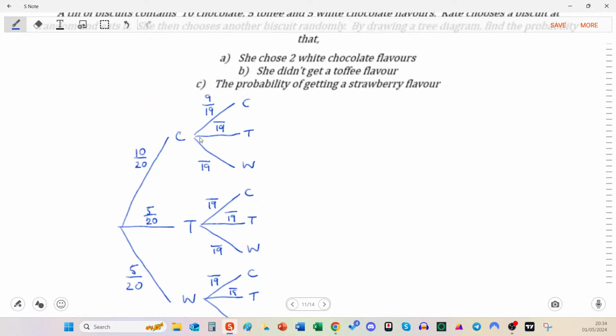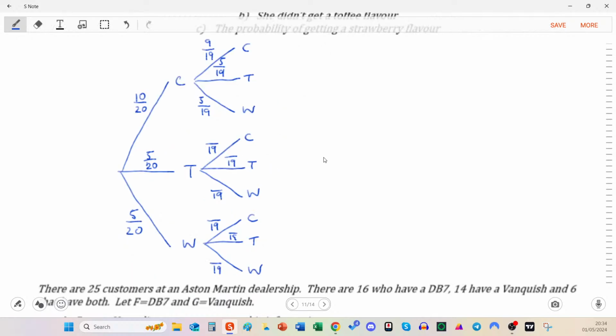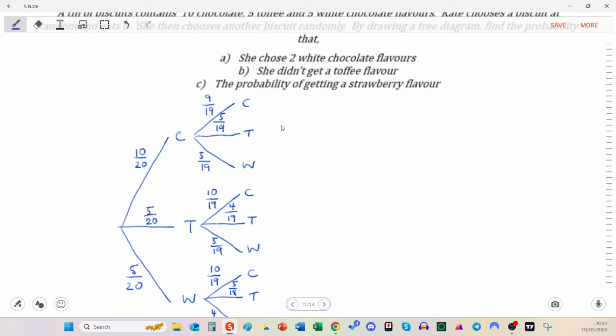Question is, have the flavors gone down? Well, because the first one in the top 3, so we're talking about this section here, the first one was chocolate. So the others remain at 5. Okay, so that's if we went down the chocolate for the first. If the first one taken was a toffee in the middle, that means chocolate remained untouched, but toffee's gone down to 4, and white chocolate remained untouched. And the same for the last one. We still have 10. If the white chocolate was first, we'll still have 5 toffee, but the white chocolate will have gone down to 4. Okay, we've got some lovely fractions here.